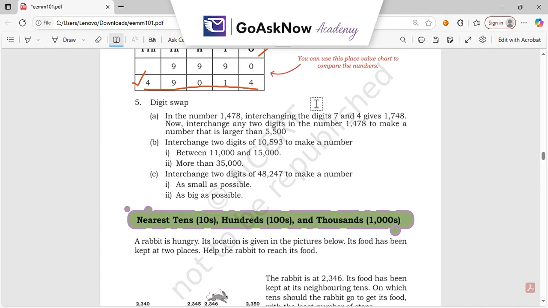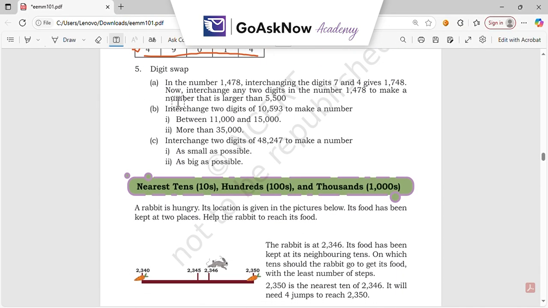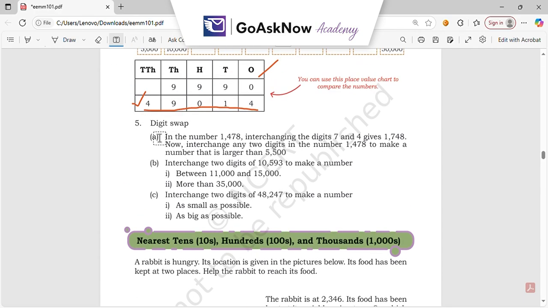After that, in question 5, digit swap. Swap means we have to exchange the values. Now, according to the question, in the first question, in the number 1478, interchange the digits 7 and 4, which gives 1748. That means they are interchanging these two values, that gives this value.